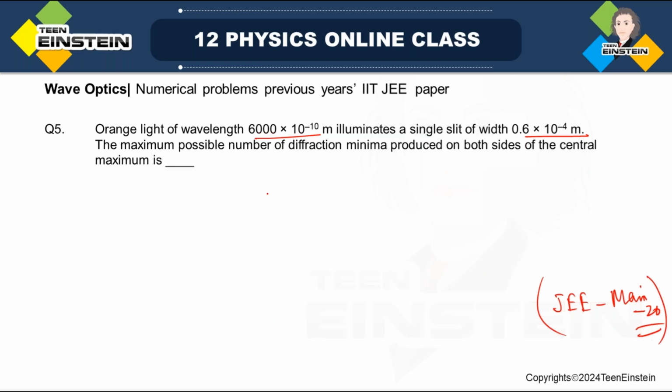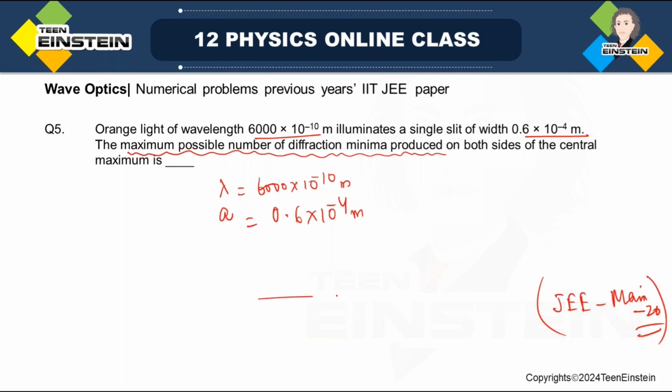So what information is given here? Lambda is given. Small d is given, sorry, small d means slit width. Here I have written in case of diffraction it is small a, 0.6 into 10 to the power minus 4 meter. Now you have to find the maximum possible number of diffraction minima.